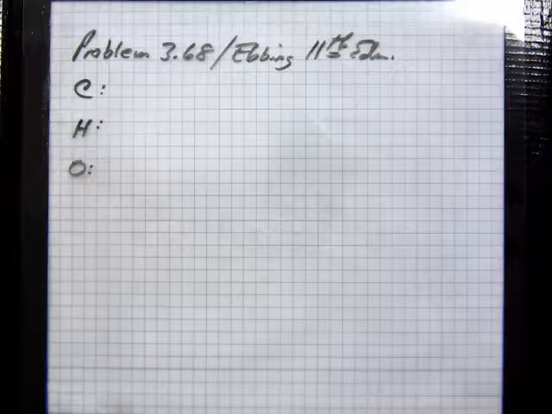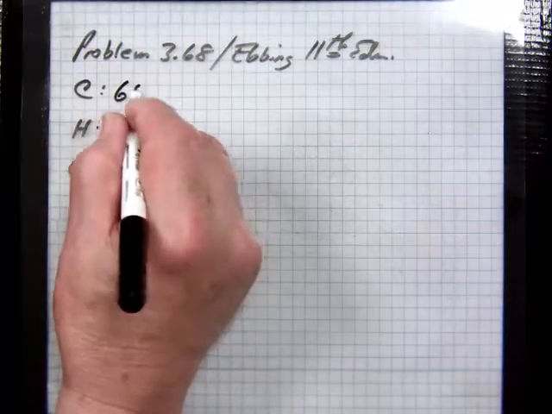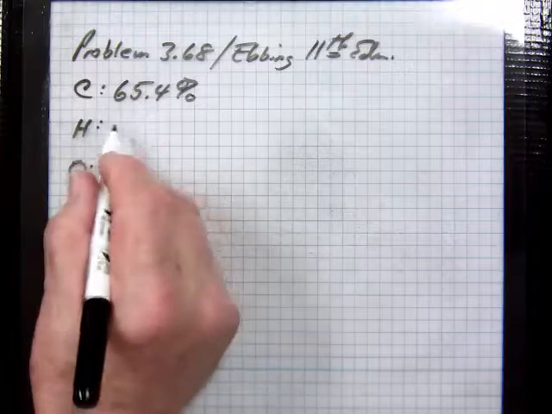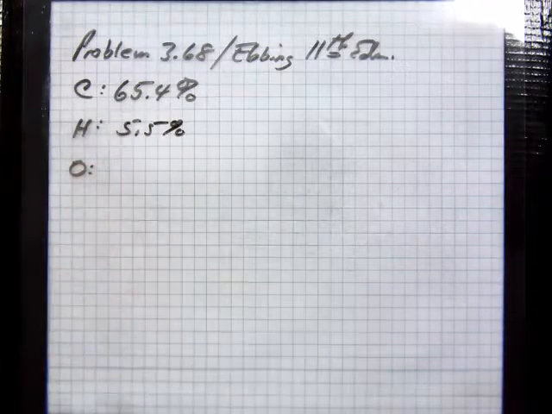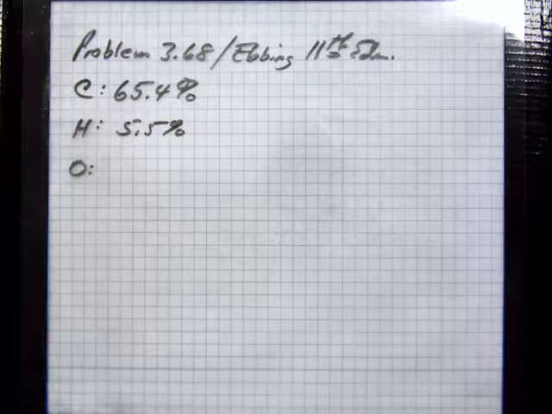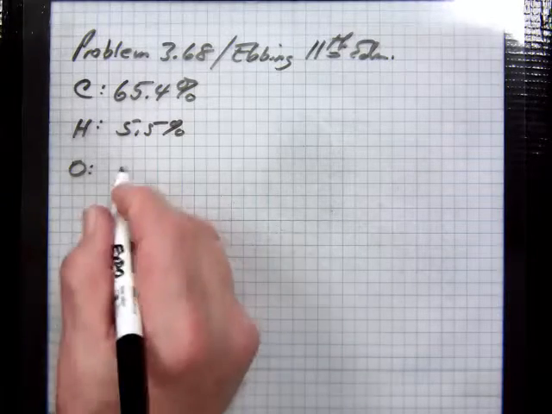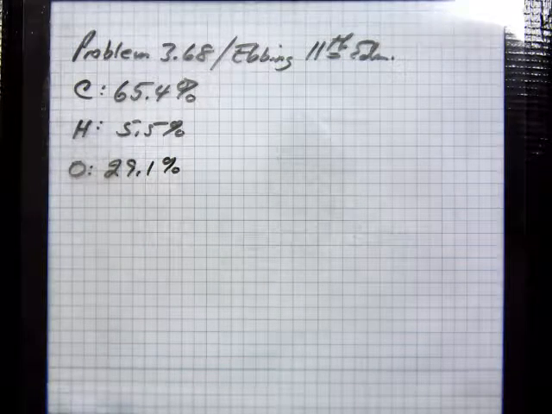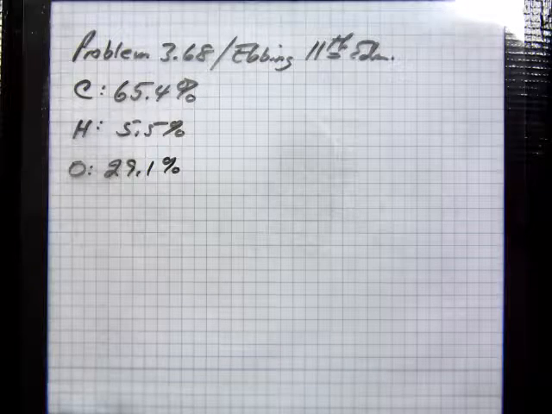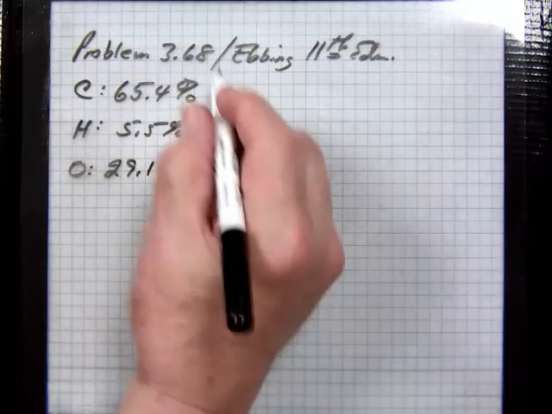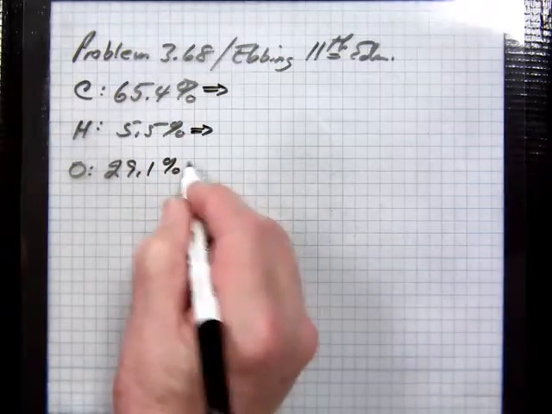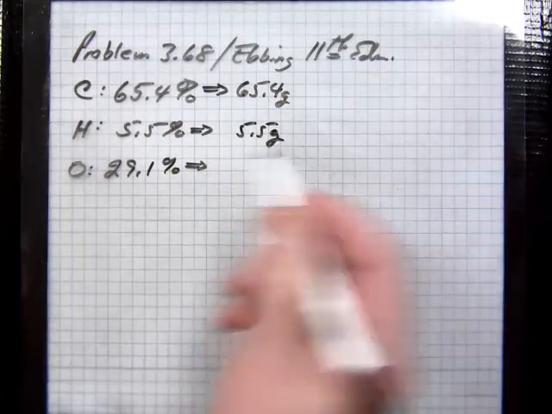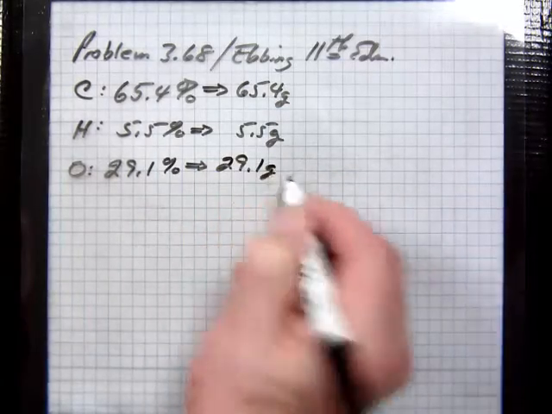Carbon is 65.4%, and it is weight, but I'll leave them all. And then hydrogen is 5.5% by weight, and oxygen is 29.1% by weight. And you follow the same percent to grams to moles to the ratio reduced. You got your formula. So that'd be 65.4 grams, 5.5 grams per hundredweight, 29.1 grams per hundredweight.